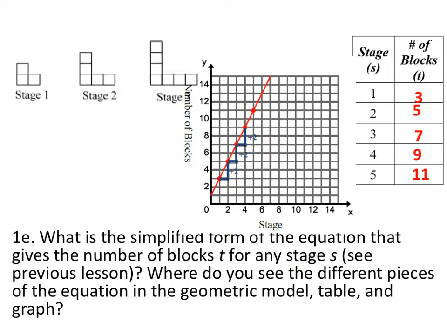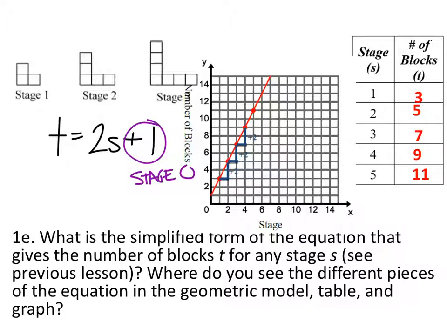Alright, the simplified form of the equation seems like we had that one already, right? The number of blocks equals 2 times the stage number, and then we added 1 to that, right? So that would be our simplified equation. In the simplified equation, we've already identified in that last lesson that the plus 1, this is where we get stage 0.